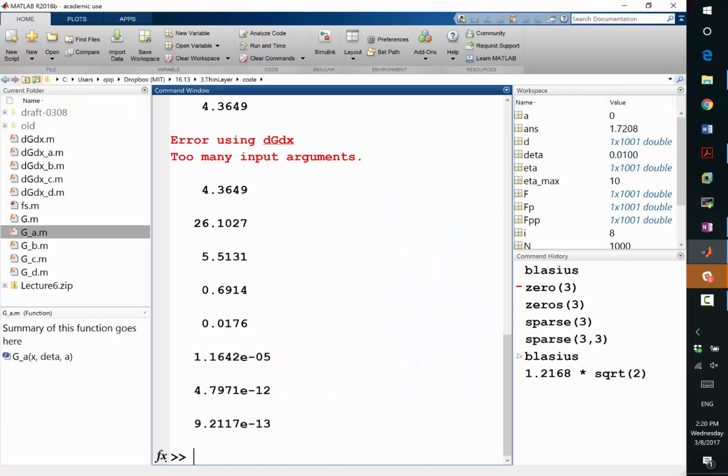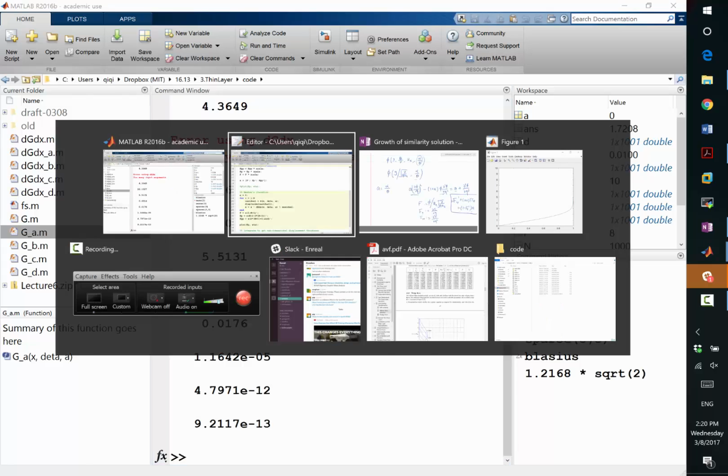Oh, okay, this time it runs, and we can see that residual goes from 4 to 26 to 5 to 0.6 to 0.01, 10 minus 5, 10 minus 12. So that's the typical convergence of the Newton's iteration. Once it starts converging, it's really fast.